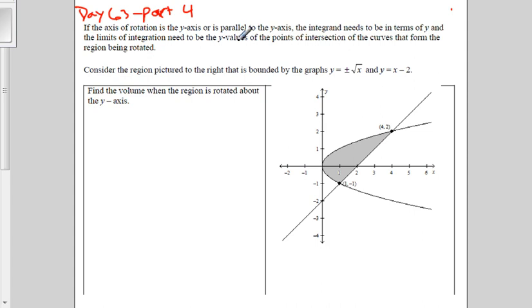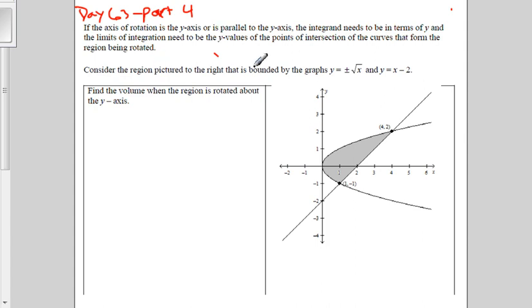If the axis of rotation is the y-axis or is parallel to the y-axis, the integrand needs to be in terms of y, and the limits of integration need to be the y values of the points of intersection of the curves that form the region being rotated. So this is just like what we did in the previous practice problems, except now we need everything in terms of x equals, and we're now looking at it from the y values.